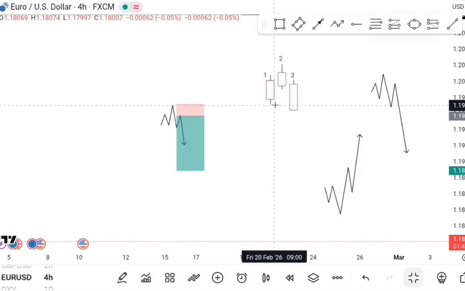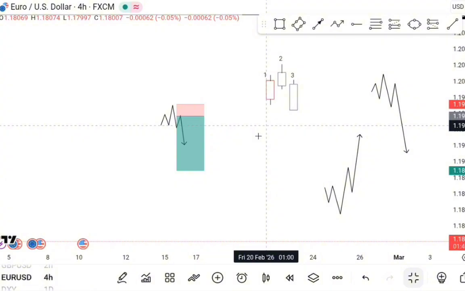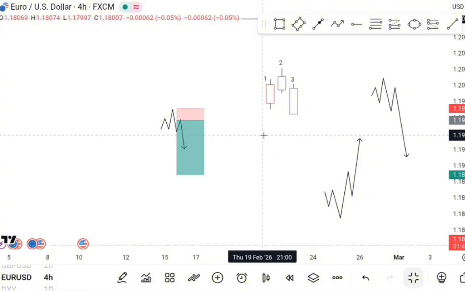Let me break them down one by one, step by step, slowly and clearly, so that you will really understand what I'm talking about with these three candle formations.